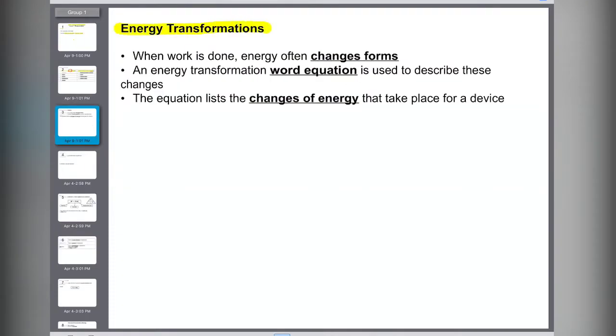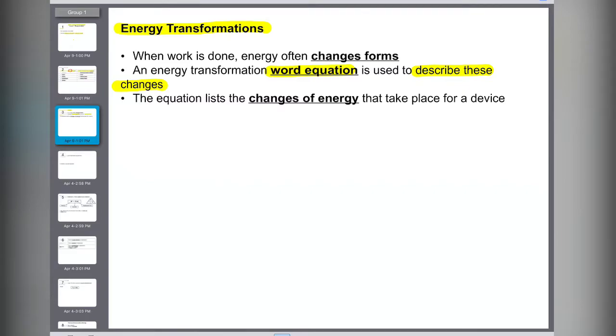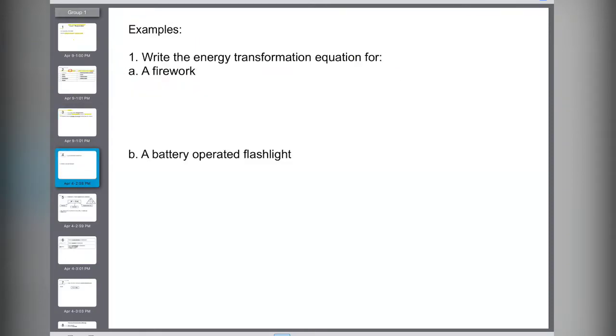So what is energy transformation? When work is done, energy often changes form. The energy transformation is a word equation that describes the changes. Basically, you would use these types of terms when writing the energy transformation equation. So on the test, I would say, write the energy transformation for whatever the object is. All right, so let's do the examples together.